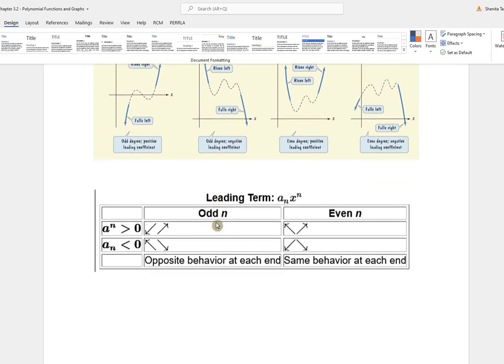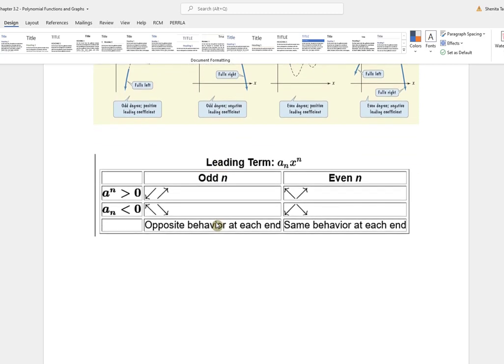So that's why you see these little arrows. So this is the table that gives you some indication of how your graph will be. In this one, your leading coefficient is positive, n is odd. It falls to the left, rises right. So falls left, rises right. And this is indicated by the little arrows. Here, n is even, your coefficient is positive, they both rise right.